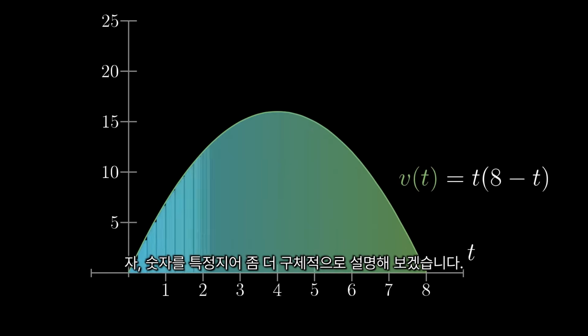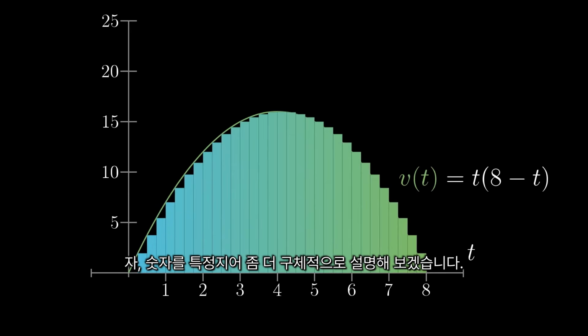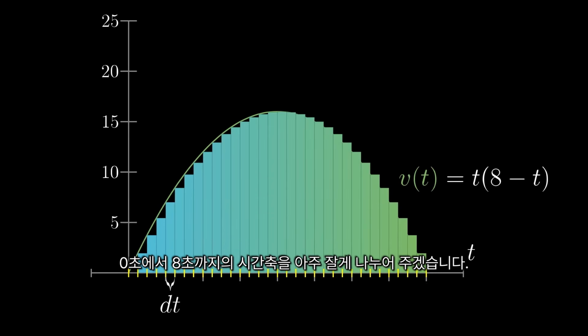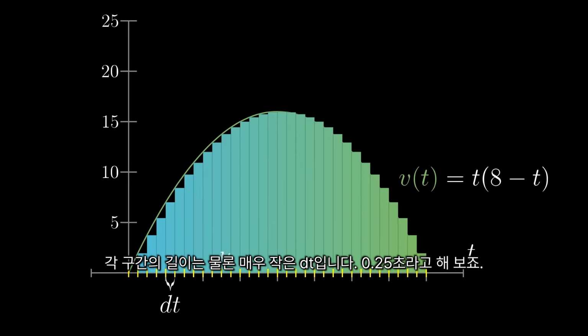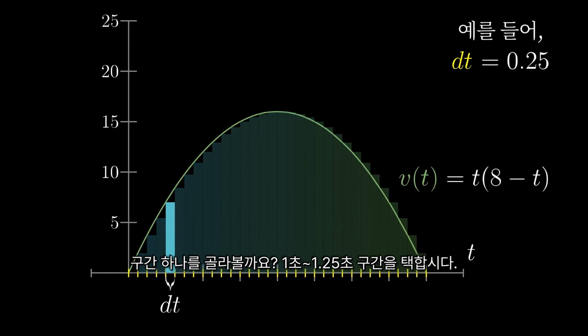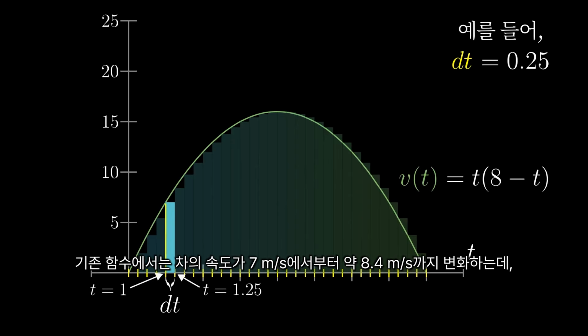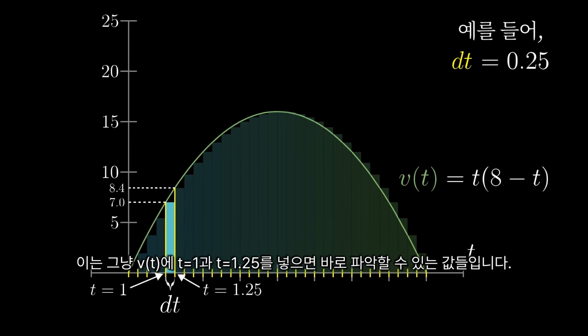Here, let's make this a little more concrete by throwing in some numbers. Chop up the time axis between 0 and 8 seconds into many small intervals, each with some little width dt, something like 0.25 seconds. Now consider one of those intervals, like the one between t equals 1 and 1.25. In reality, the car speeds up from 7 meters per second to about 8.4 meters per second during that time. And you could find those numbers just by plugging in t equals 1 and t equals 1.25 to the equation for velocity.